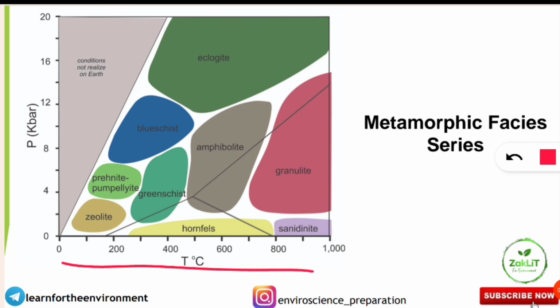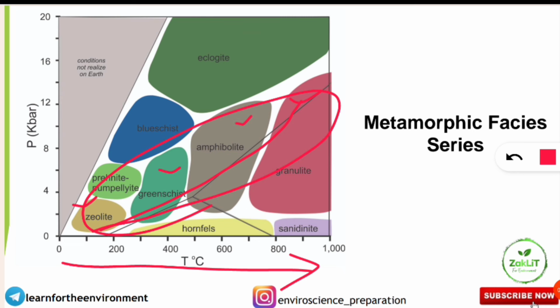In the x-axis the temperature is increasing and the kind of minerals also changes. We can see this line. First is zeolite, then green schist, then amphibolite, then granulite. So this is the sequence of increasing temperature.